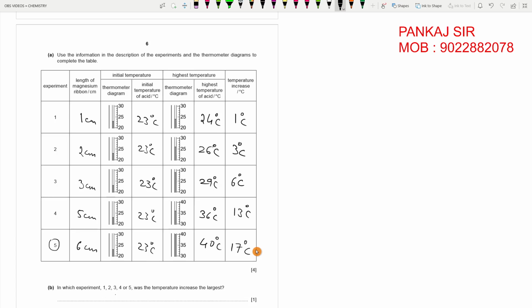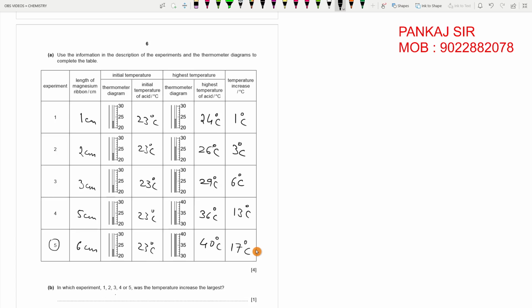Now let us see what is the next question. In which experiment 1, 2, 3, 4 or 5 was the temperature increase the largest? Now from the table you can see that the 17 degrees centigrade is the increase in temperature for experiment number 5, and that is the largest increase in temperature. So my answer for this question has to be in experiment number 5. Okay.